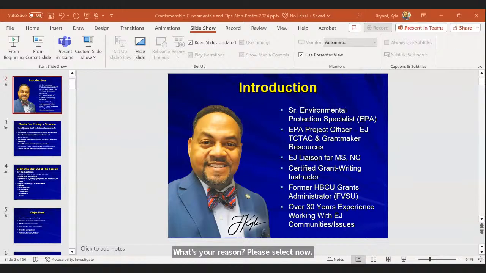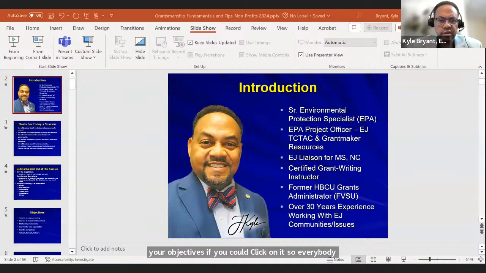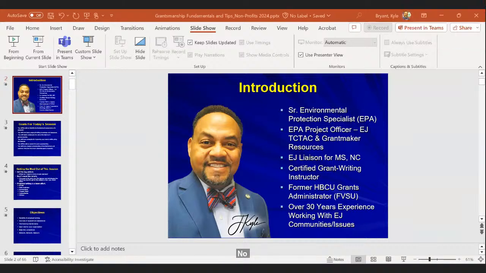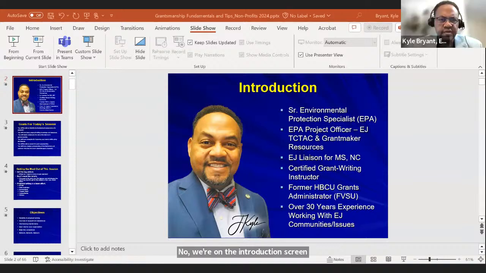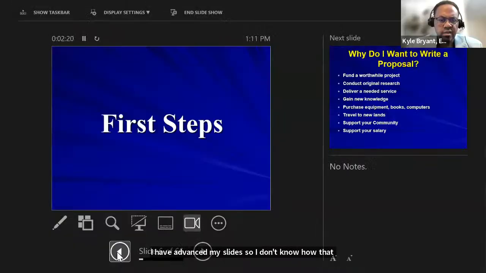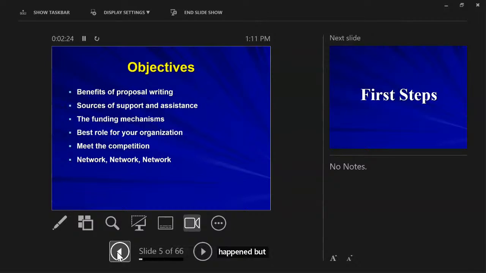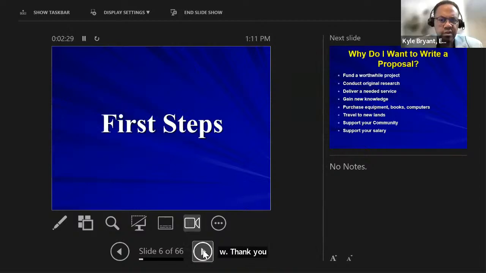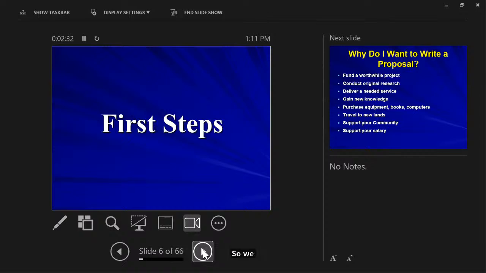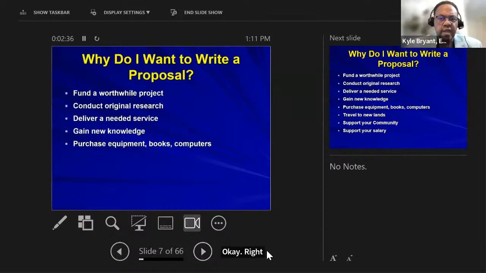And Kyle, really quick, so it looks like it's still on the introduction. So even though I see on the left you have your objectives, if you could click on it so everybody can see it. Can you see this? Are you on the why do I want to write a proposal screen? No, we're on the introduction screen. I've advanced my slides, so I don't know how that happened. Yes, thank you. We're on objectives now. Thank you. What do you see on your screen? So we see the first steps. Okay, we're right on.